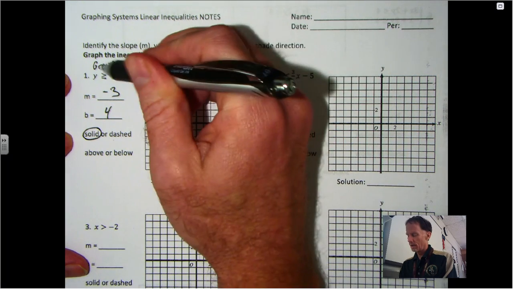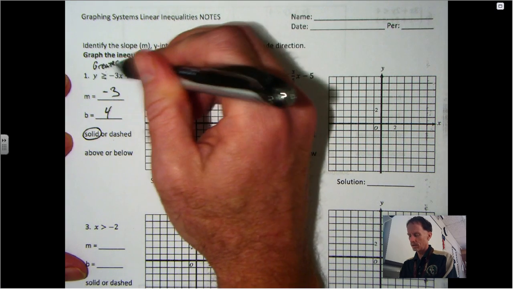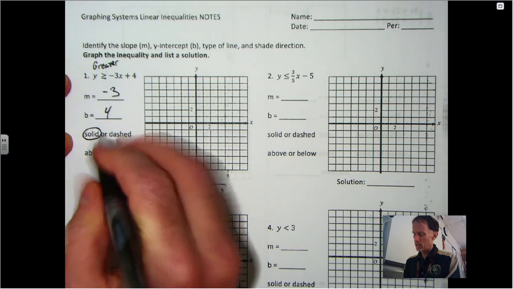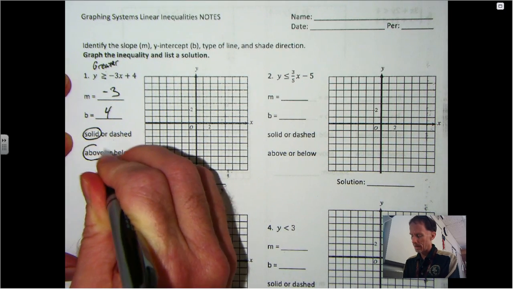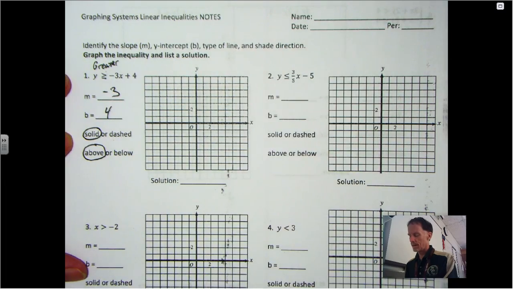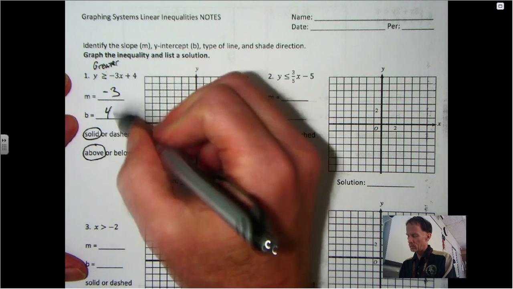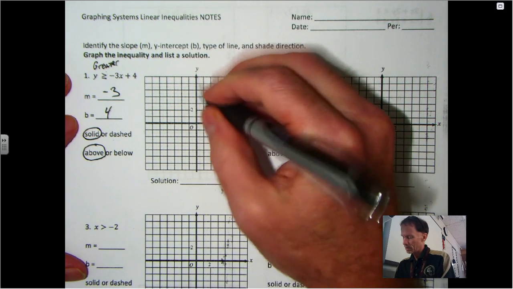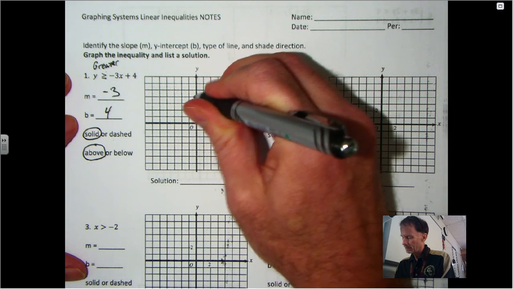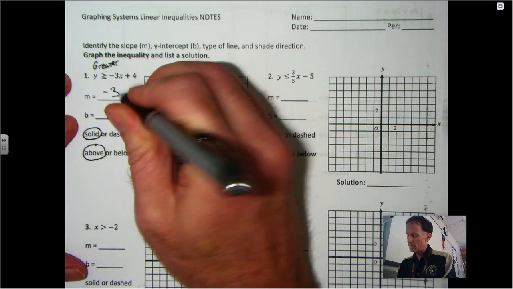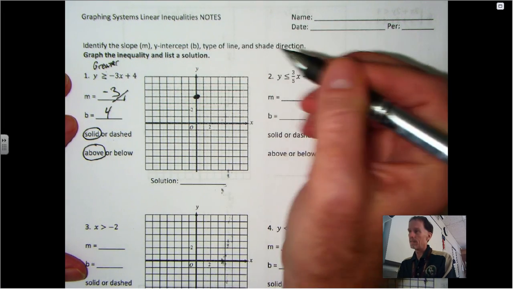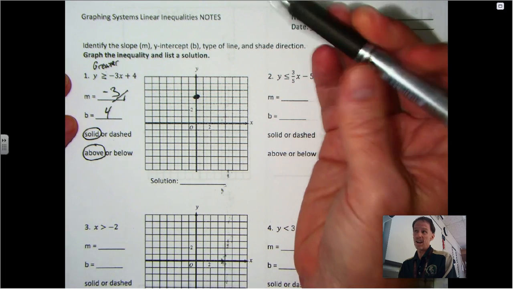And if you think of it, it's kind of logical. If it's greater than, we're going to be shading above. Remember, inequalities have some shading on one side of the line. So what's this line going to look like? The easiest way to graph these is to start with the y-intercept, so at 4, and then we apply the slope. And remember, slope is always a fraction, even if it's not written as a fraction.